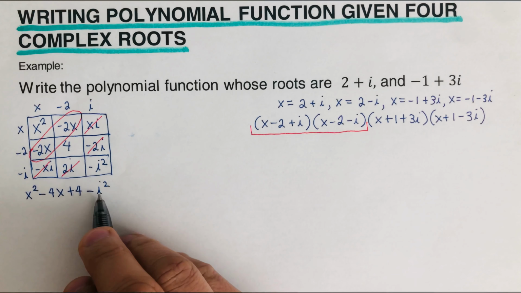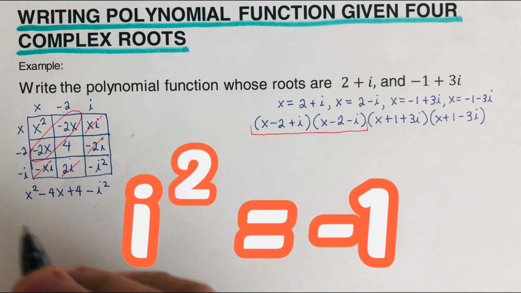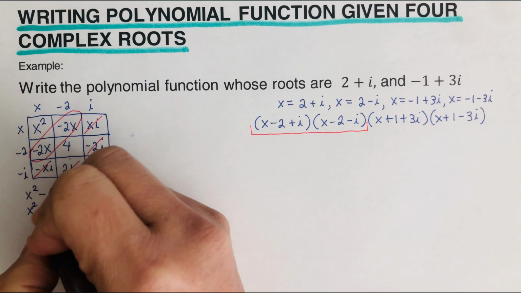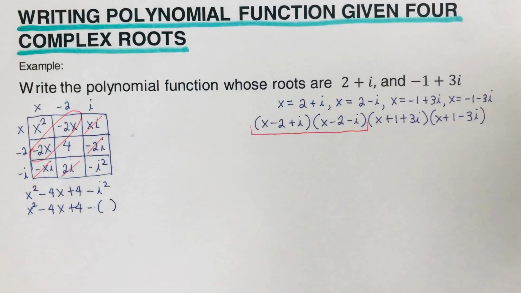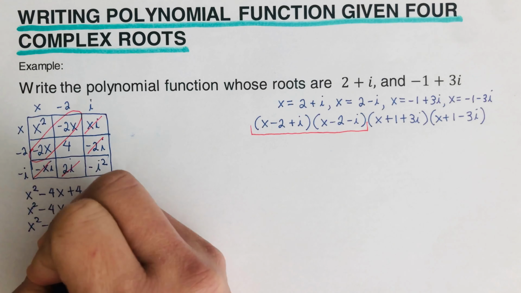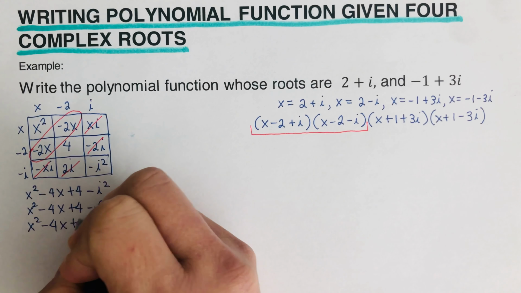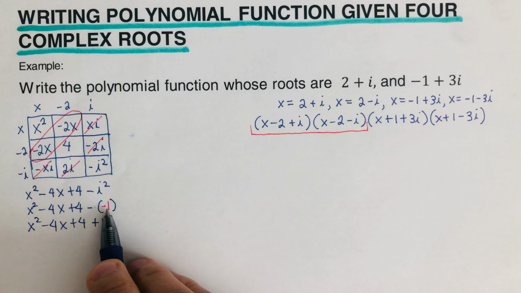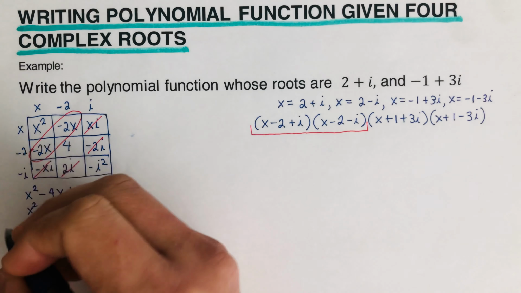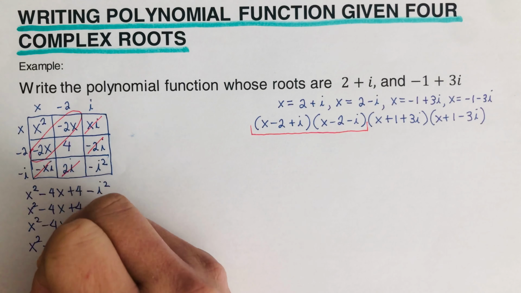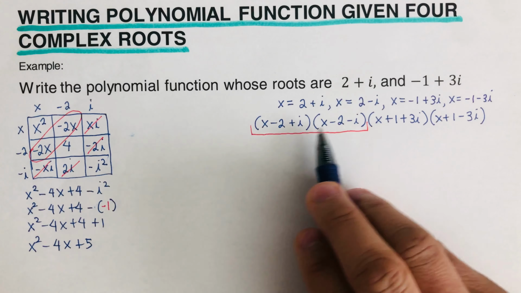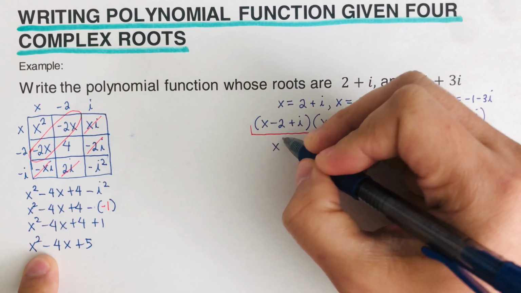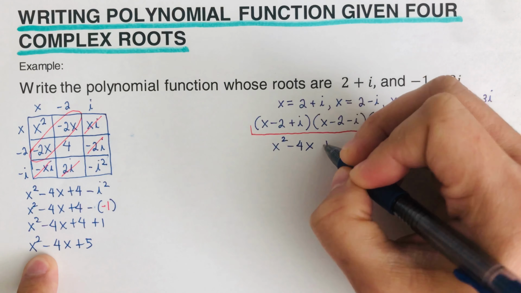So then we remember that i squared is equal to negative 1. So I'm going to plug it in there. So x squared minus 4x plus 4 minus, and then again, the i squared is negative 1. So then this would come out x squared minus 4x plus 4 plus 1, because a negative of a negative is a positive 1. So then the final answer for this would be x squared minus 4x plus 5. So these first two right here will come out x squared minus 4x plus 5.